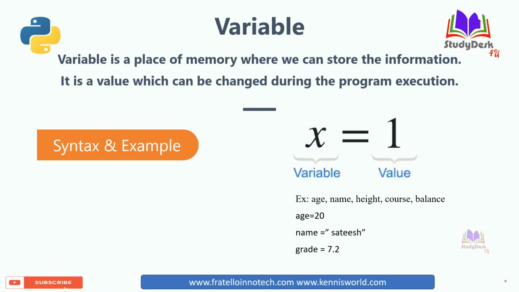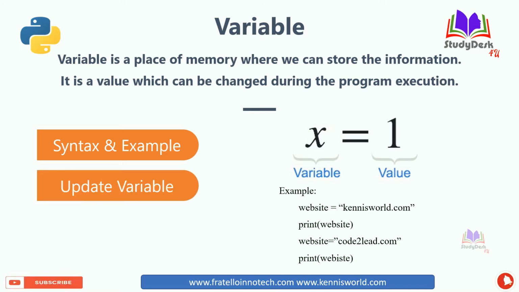How can we define a variable? In Python there is no need to define the data type separately; you can just write variable equal to value. Let us assume that here the variable is x and the value is 1. Some more examples for variables are age, name, height, course, balance, like that. Whatever information we are going to store in the program is represented by variables.